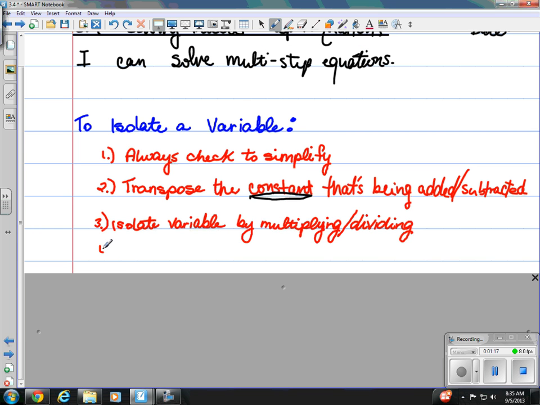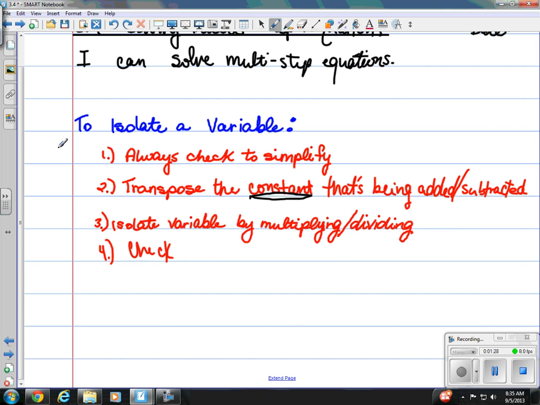The fourth and last one, check it. Make sure our answer is correct. And the check process is the same as it was for the one-step equations. Okay, we're just going to follow these 4 steps throughout our examples.